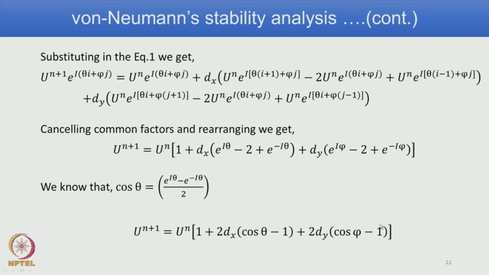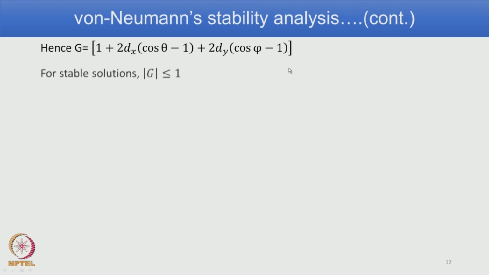Now, just like we did in the one dimensional situation, here also we have a condition for the terms which are written within this bracket, that is what is known as the amplification factor, which is given as g equal to 1 plus 2 times dx cos theta minus 1 plus 2 times dy cos phi minus 1. So, for a stable solution, the condition is modulus of g should be less than or equal to 1.